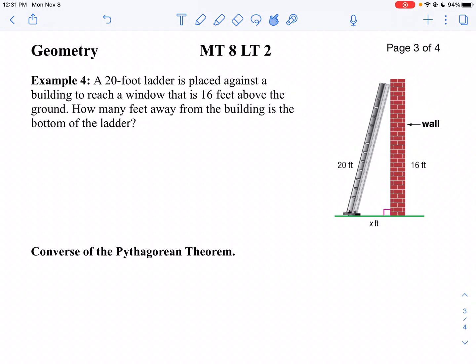Here we have an application problem. When you do an application problem, I'm not going to worry about simplifying square roots. I'm going to round it to something that's appropriate.